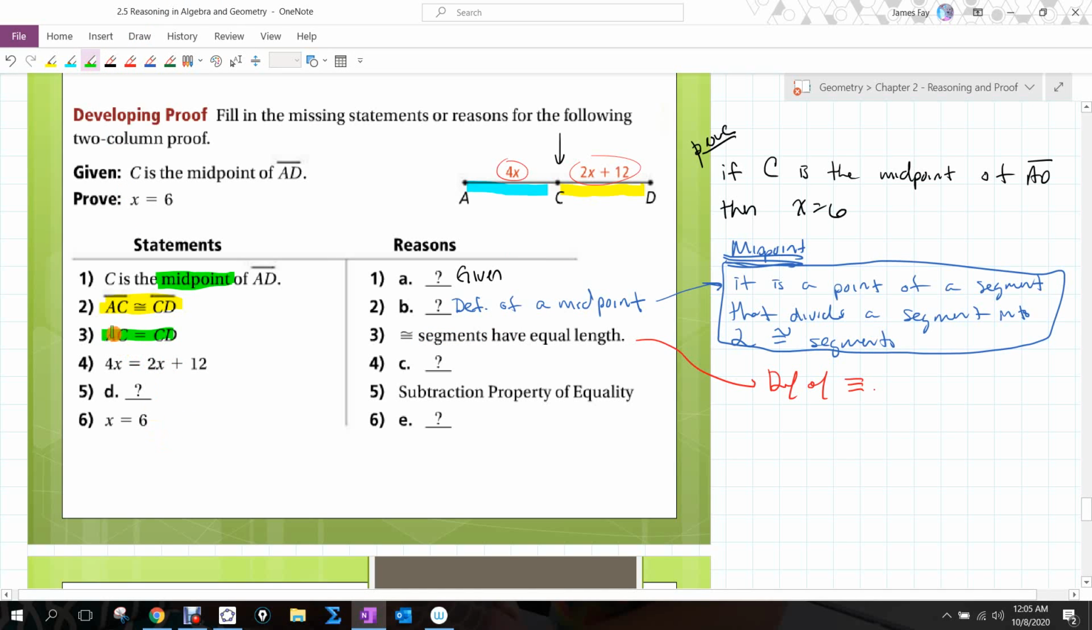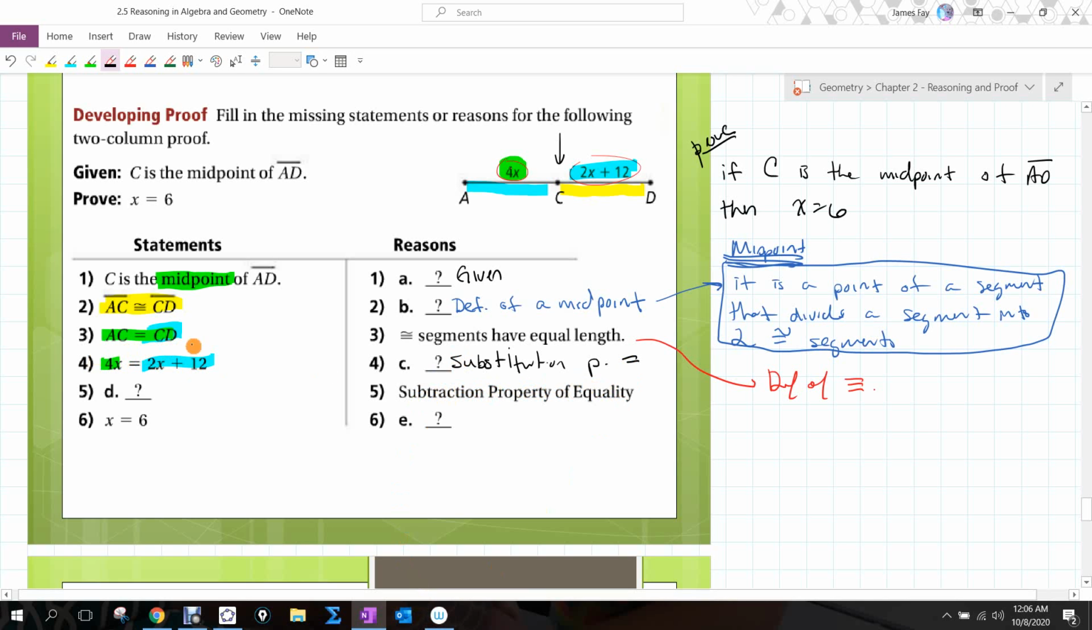Well, look at AC. AC is represented as 4x. That's a distance. Now we can replace AC with 4x. We can replace 2x plus 12 into the spot of CD. So CD is on the right hand side here. Well, CD is the same thing as 2x plus 12. So that argument there is substitution of equality. So now they're telling you what you have to do. And then that next reason was subtraction.